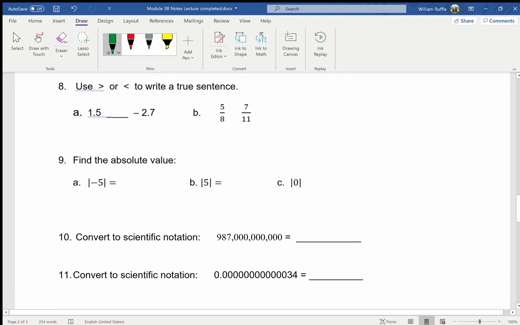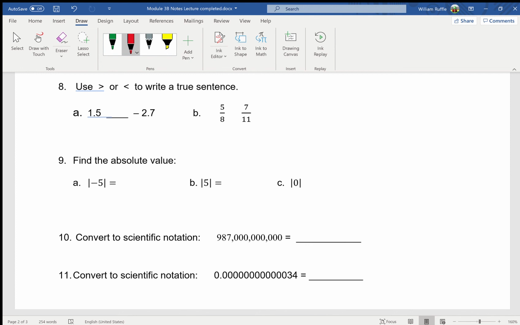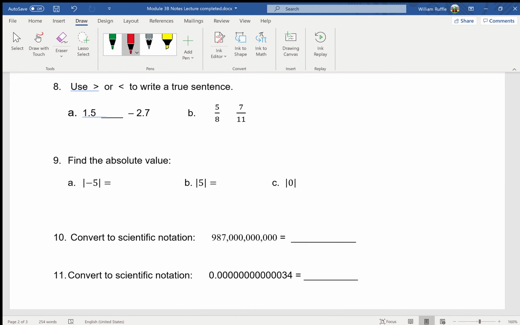Use greater or less than to write a true sentence. Okay? So which is bigger, a positive 1.5 or a negative 2.7? Well, positive numbers are always bigger than negative numbers. I know 2.7 is technically a bigger number, but would I rather have $1.50 or would I rather owe $2.70? I think everybody wants to have a positive.